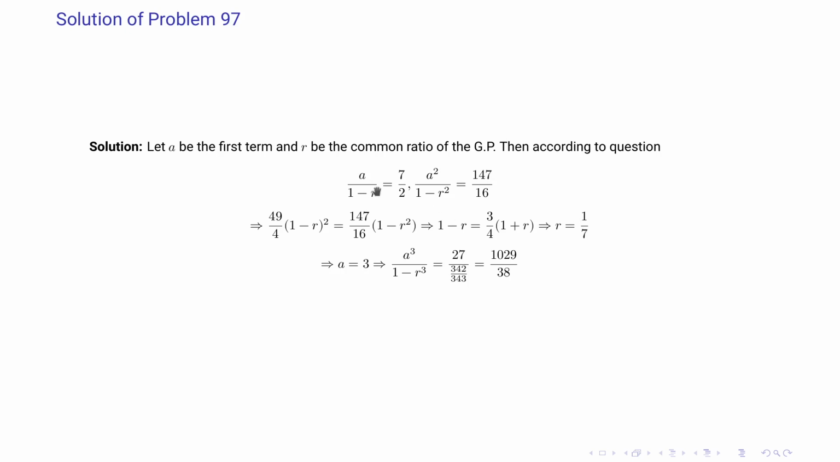Once we have R, A will become 3, and once you have A and R both, you can compute the sum of cubes, which would be A cube by 1 minus R cube, which would eventually turn out to be 1029 by 38.